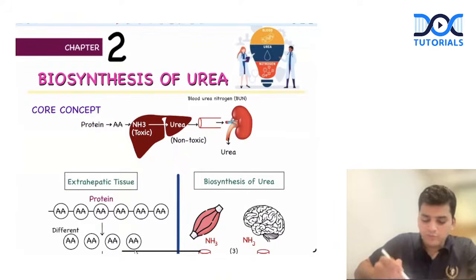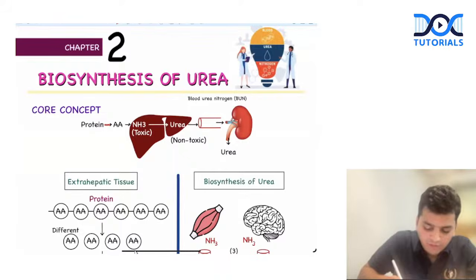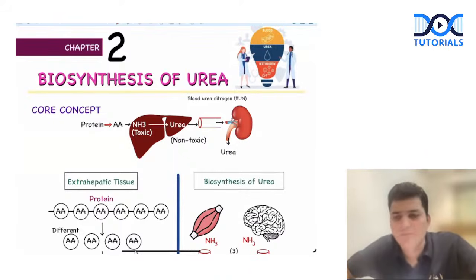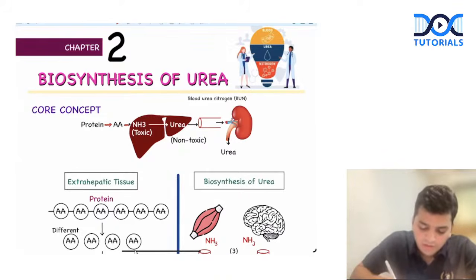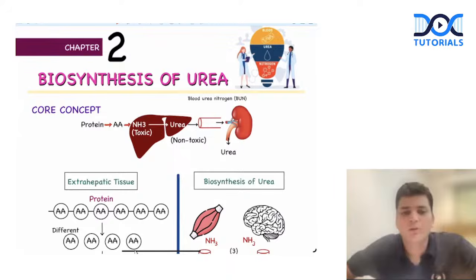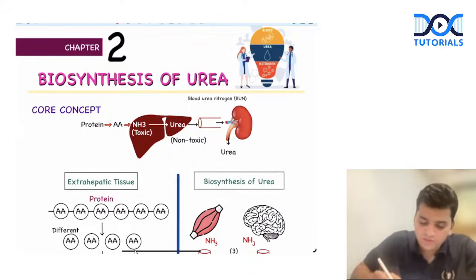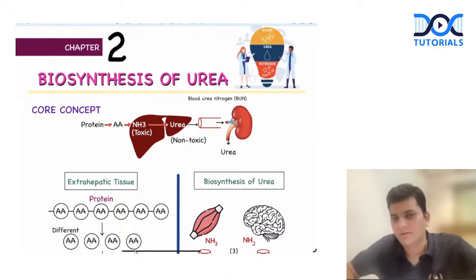See, whatever protein we are eating, proteins are made up of amino acids. So when we break the protein, we make amino acids. When we break the amino acids further, we make ammonia. And the problem is, ammonia is a very bad molecule. It's a very toxic molecule. We don't want ammonia. So we want to convert it into a non-toxic form so that we can throw it out. And the non-toxic form is urea. So we need to convert the ammonia into urea, and this conversion can take place only in one organ, and that is the liver. The liver has the enzyme to convert ammonia into urea.